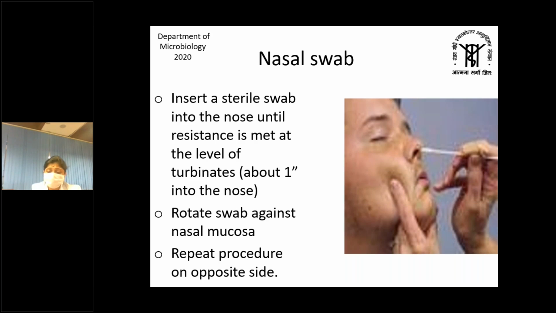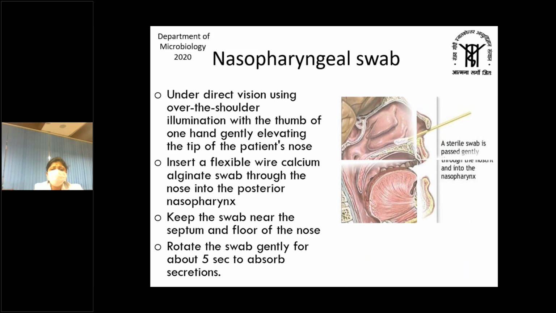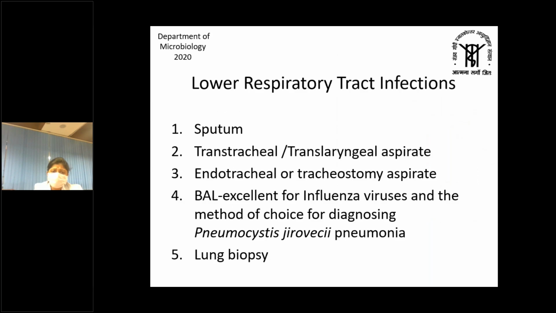For a nasal swab, in the times of COVID, a nasal swab is much superior to a throat swab for COVID testing. A sterile swab has to be inserted into the nose till a slight resistance at the level of the turbinates is met, and then the swab has to be rotated, and you repeat the procedure on the opposite side. Similarly, a nasopharyngeal swab may be collected, where you pass the swab through the nostril till it reaches the nasopharynx.